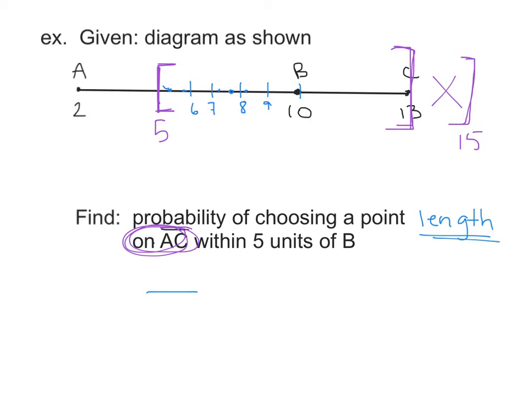So if I go back to the purple, this is my winning section. My winning section starts at 5 and goes all the way to 13. So my winning section has a length of 8. How did I get that? Easy. I went 13 minus 5.